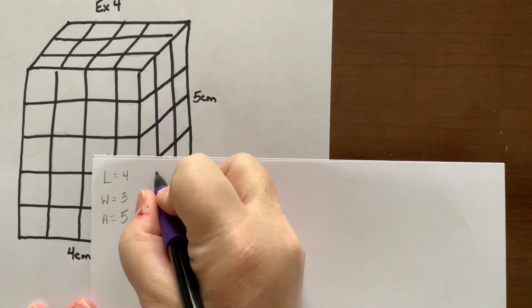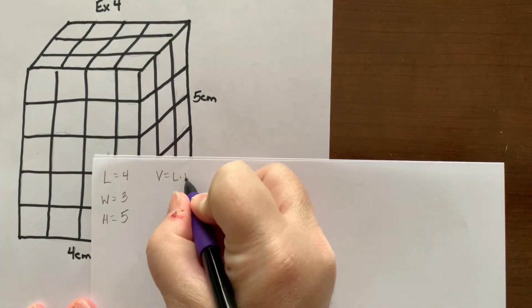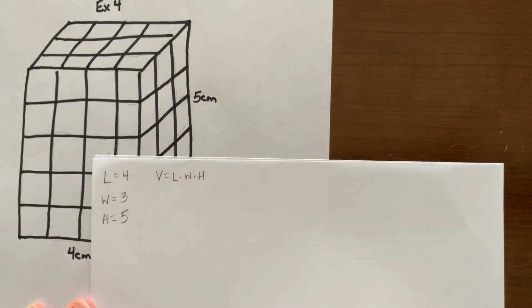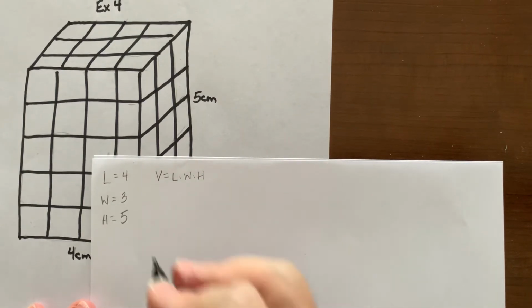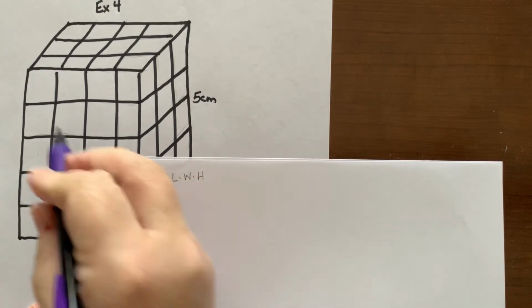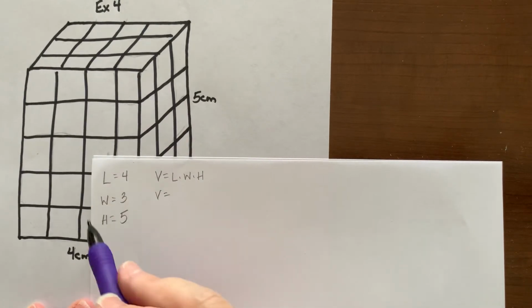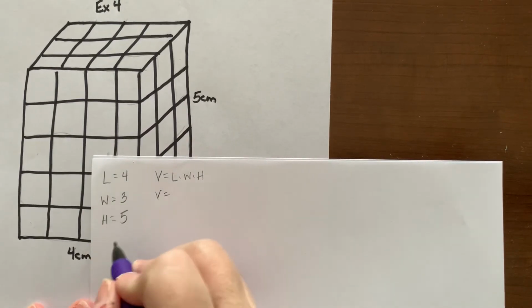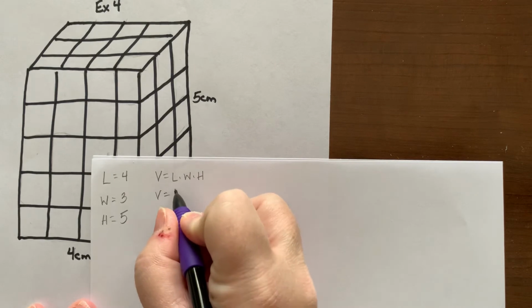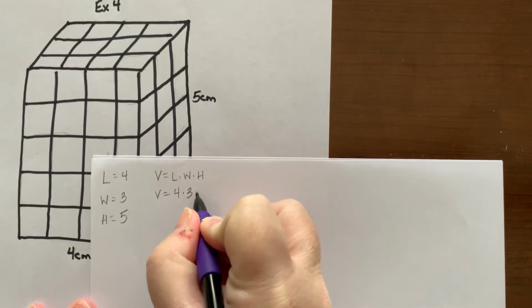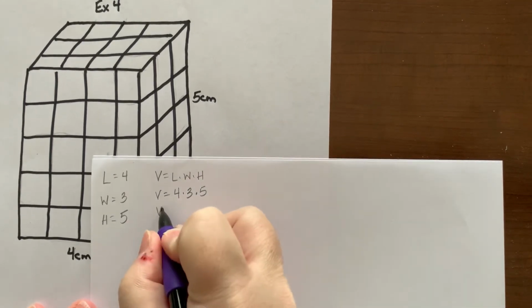So now I can go ahead and I can plug in my volume formula of length times width times height. And now I don't have to really go back to the figure to try to figure out which one I want for which, because I've got my little love notes over here. So I've got 4 times 3 times 5.